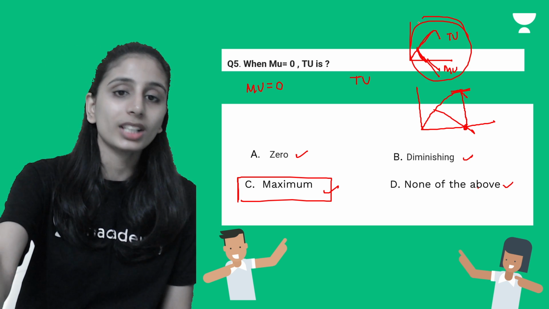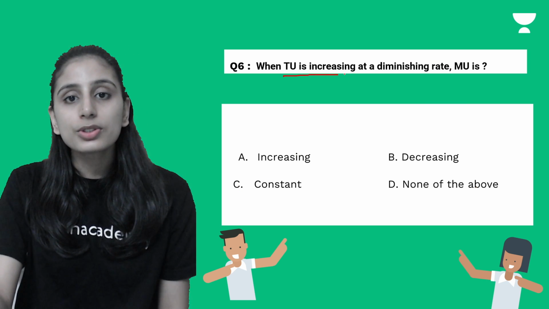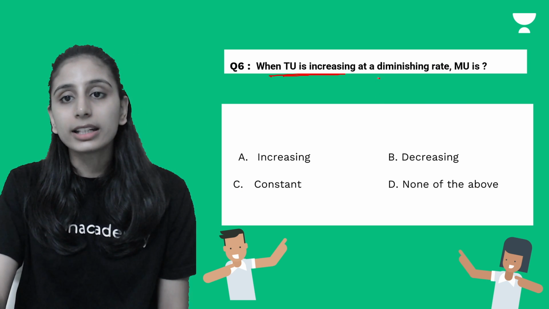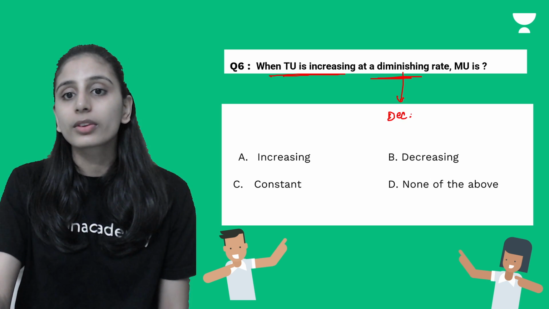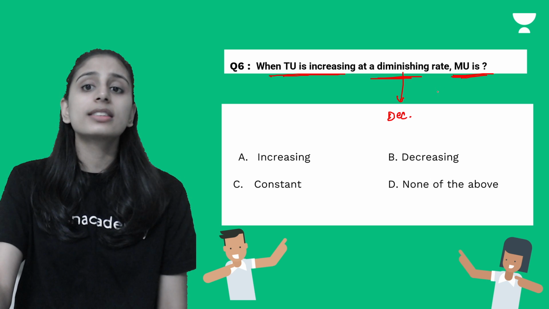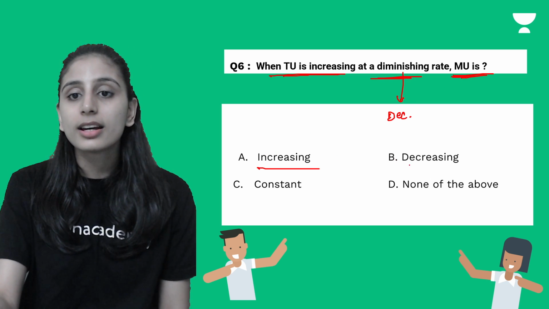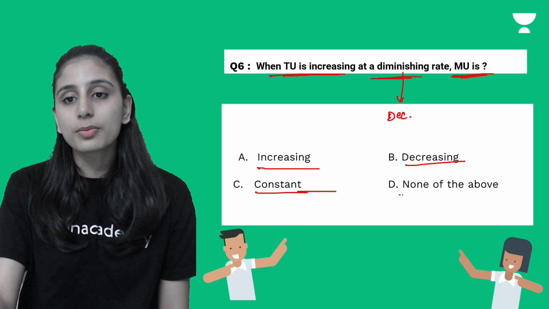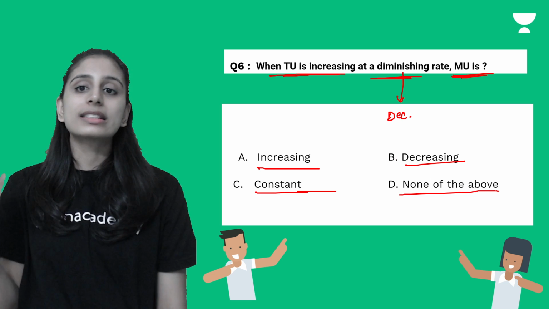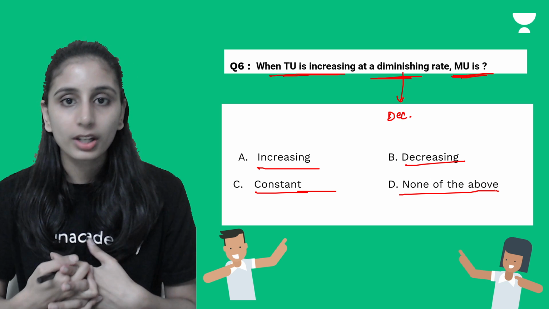So let's see the last question, which is again: when TU is increasing at a diminishing rate, a decreasing rate, then MU is, again it's the question, as I mentioned, can be answered from the graph. The first option is increasing, the second option is decreasing, the third option is constant, and the fourth option is none of the above. So is MU increasing, decreasing, constant, or none of the above?